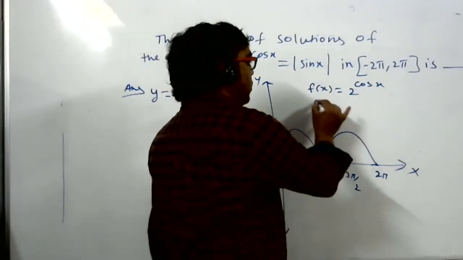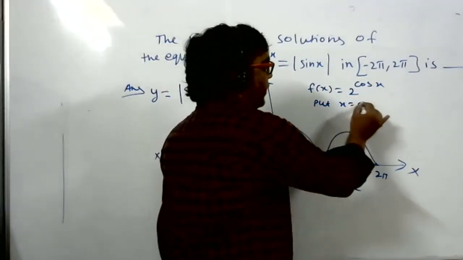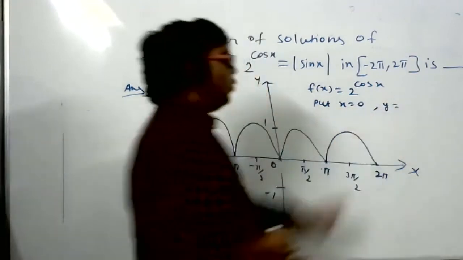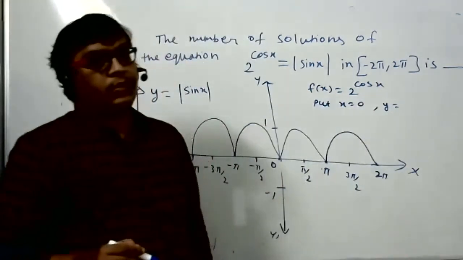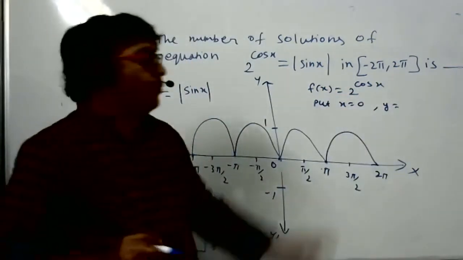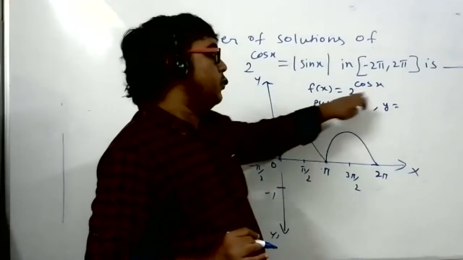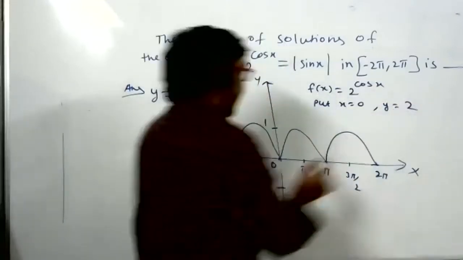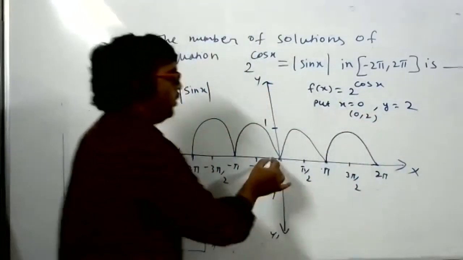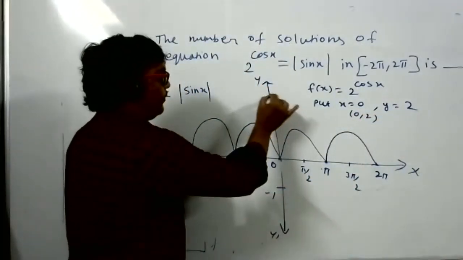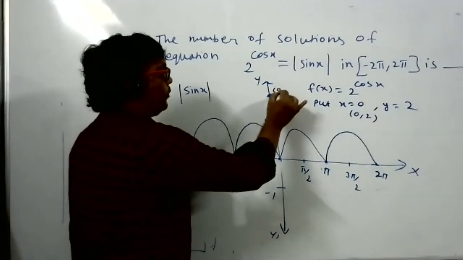Put x is equal to 0. What is the y value then? Y means f of x. Put x is equal to 0. All of you agree it is 2, because cos 0 is 1, and 2 to the power 1 is 2. So when x is 0, what is the coordinate? The coordinate is 0, 2. Where is 0, 2? It is here. This is the point 0, 2.